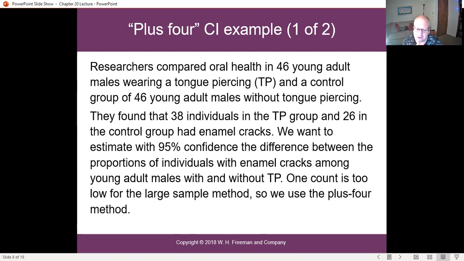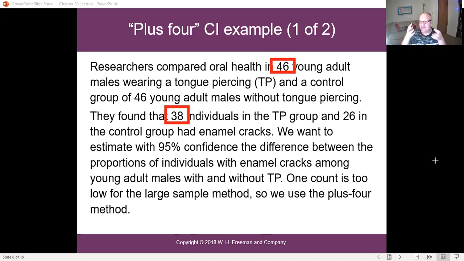So 1 count is too low for the large sample. In other words, look closely up there at how in the TP group, we have a total of 46 young adult males. And in the TP group, we have a total of 38 who had enamel cracks. If 38 of them had enamel cracks, 38 out of the 46, that means that only 8 out of the 46 did not have cracks.